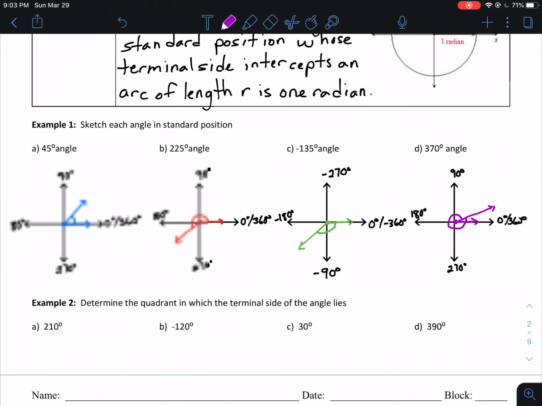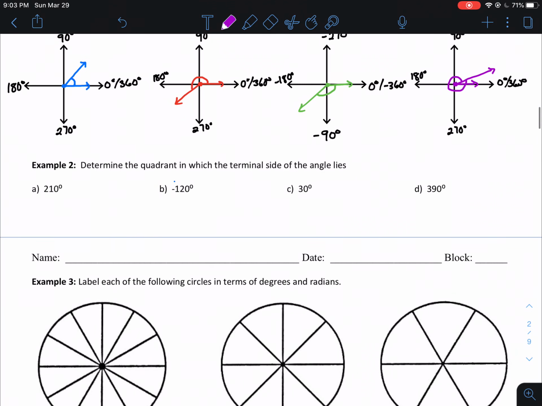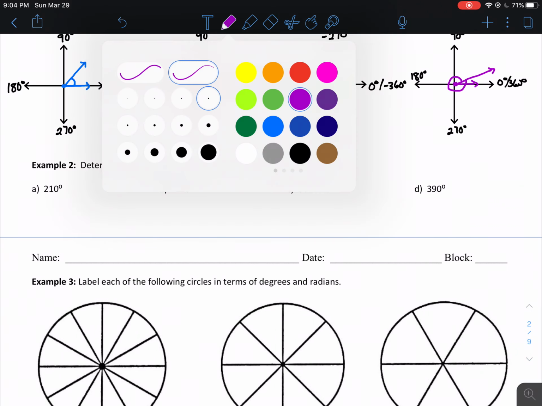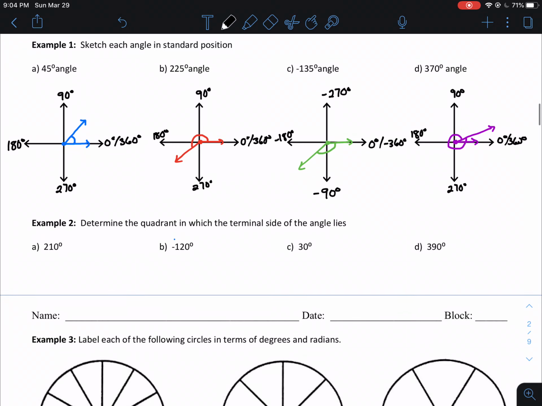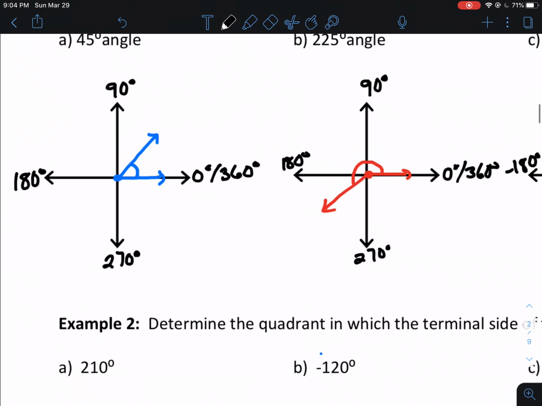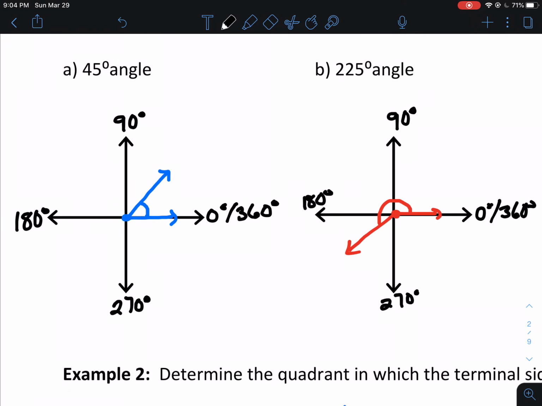Okay, cool. So example 2, determine the quadrant in which the terminal side of the angle lies. So now we don't even have to graph it, we just have to think about where it ends up. Just as a reminder with your quadrants, because I'm sure it's been a little while, let me go back up to number 1A and let's label our quadrants. Your first quadrant is this top right quadrant. And then the quadrants actually follow in the same order that the angles do. So if you think about going counterclockwise, that would make this quadrant 2, this quadrant 3, and this quadrant 4.